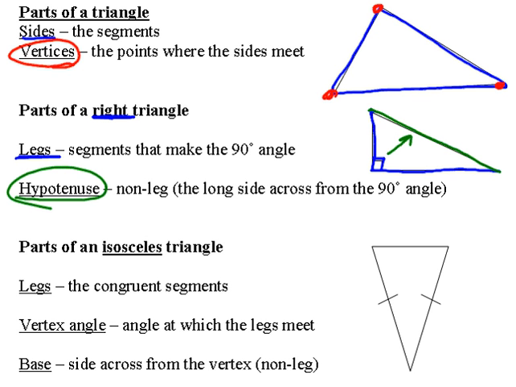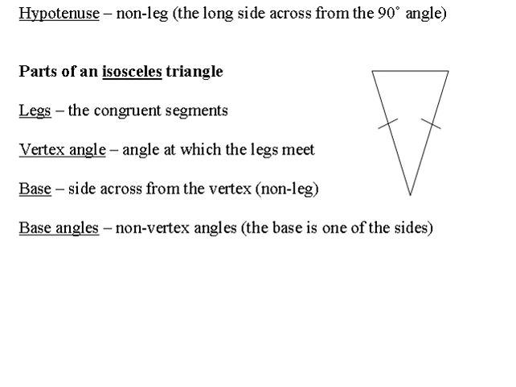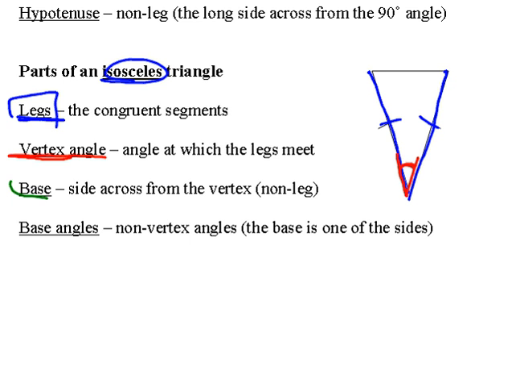It's across from the 90-degree angle in a right triangle. In an isosceles triangle, we have some similar names here. Here we are at the isosceles triangle. The isosceles triangle has legs also, but in an isosceles triangle, the legs we're referring to are the 2 congruent sides. Okay, those are the legs. We say the vertex angle is the angle where the legs meet. Here's our vertex angle right here. The base is the side that's not a leg, so that would be the base right up here.